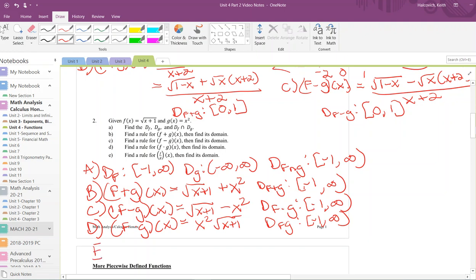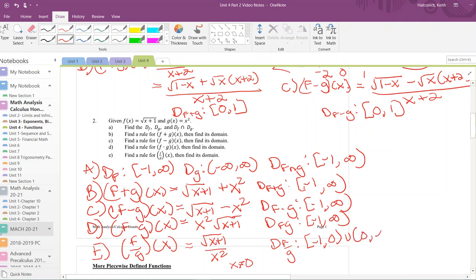And then for part E, it's f divided by g of x. So it's the square root of x plus 1 over x squared. And now one thing to keep in mind is that x cannot equal 0 here. So therefore the domain of f over g is from negative 1 to 0, union 0 to infinity.